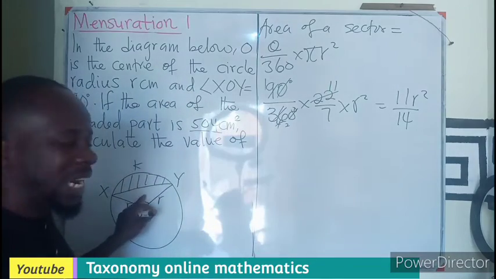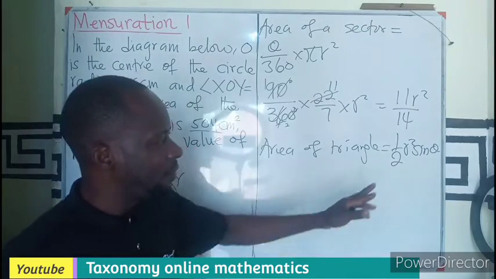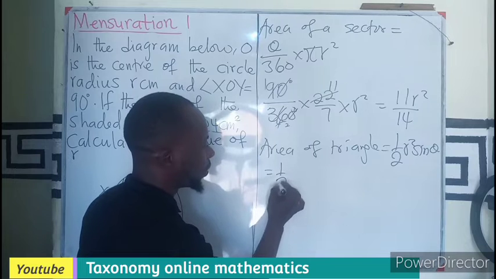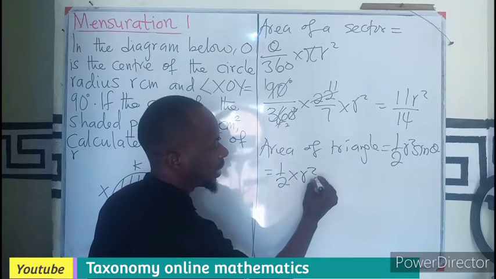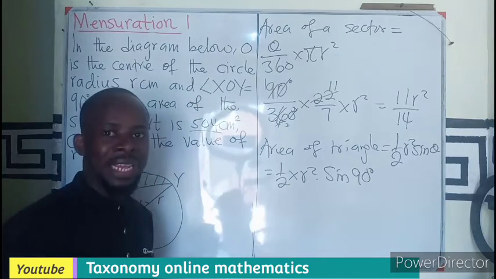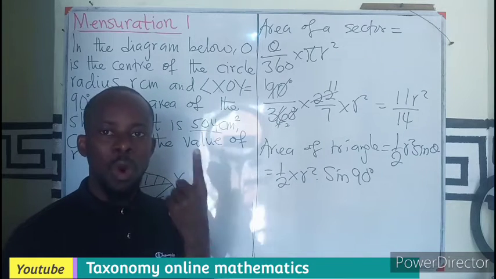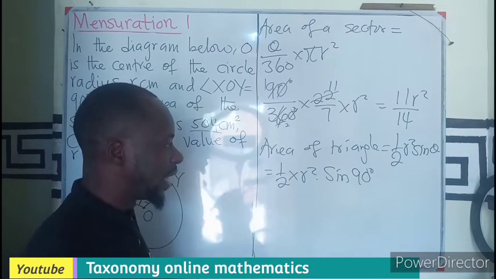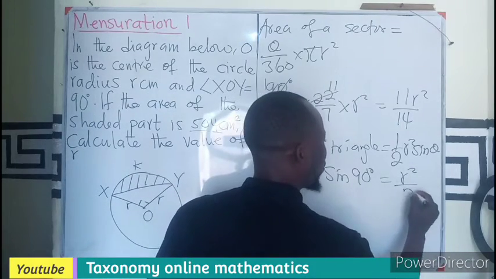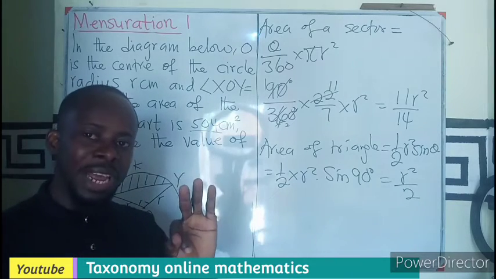Next, let's try that of the triangle. It is given by half r squared sine theta. So in this case, we have half times our r squared, and the sine theta will be sine 90. We know sine 90 is going to give us 1. So the whole of this is just going to be 1, and this will become r squared over 2. So now the three parameters we talked of in the beginning have been found.